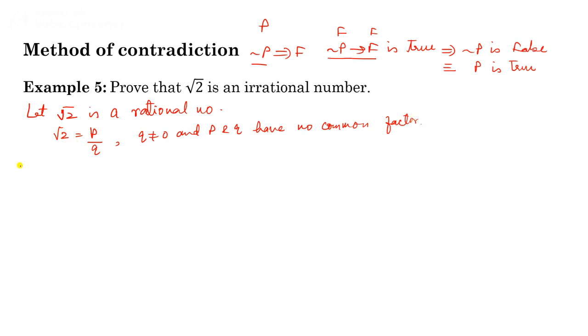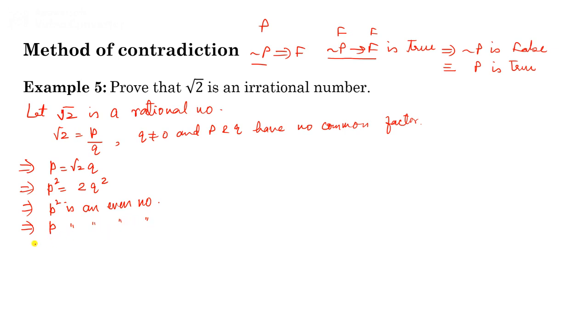Now simplify it. You will get P equal to root 2 Q. Square both sides, then you will get P square equal to 2 into Q square. Now look at this, P square equals 2 into Q square. It means P square is an even number. If the square of P is an even number, we know that P is also an even number. So you can write P is an even number.